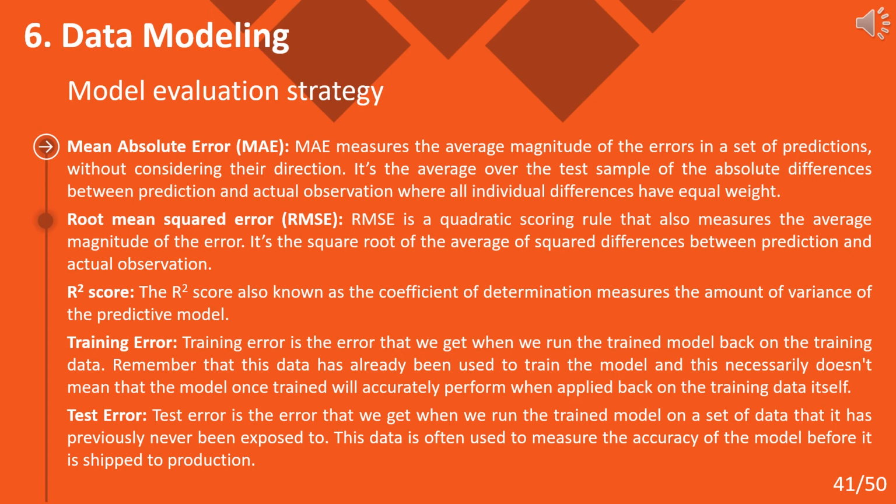Training error is the error that we get when we run the trained model back on the training data. Remember that this data has already been used to train the model, and this necessarily doesn't mean that the model once trained will accurately perform when applied back on the training data itself.